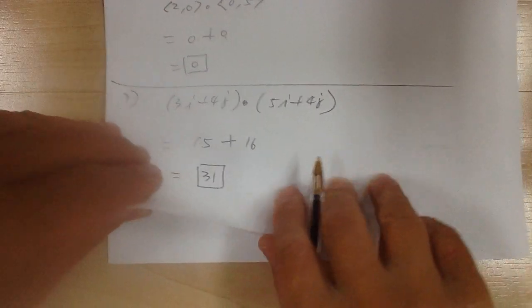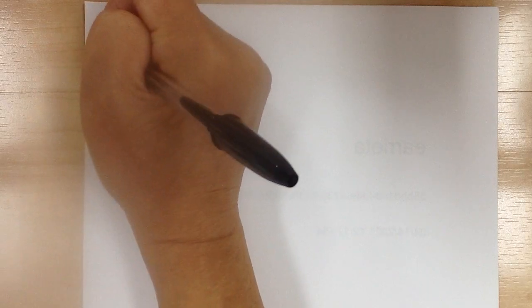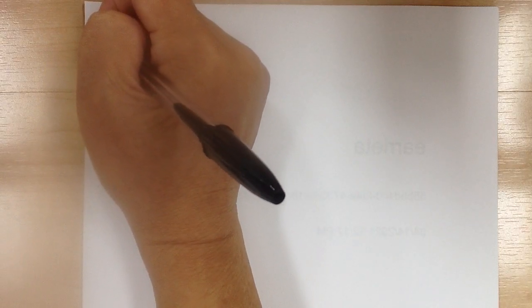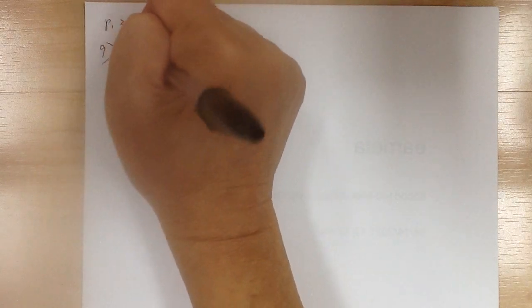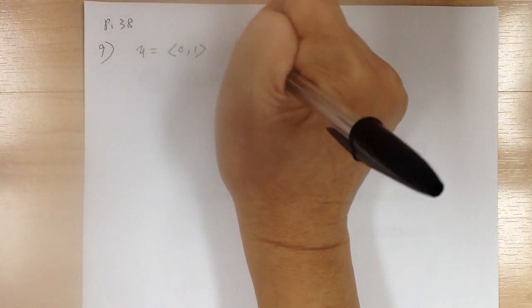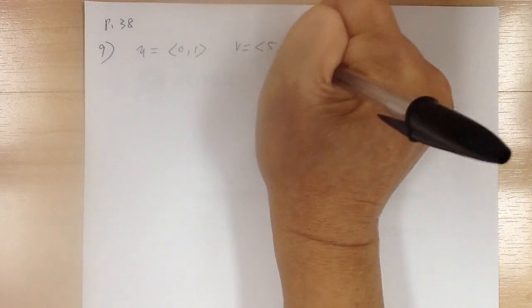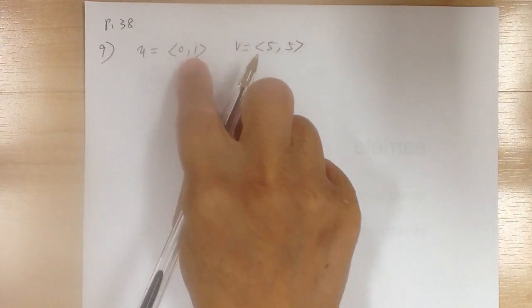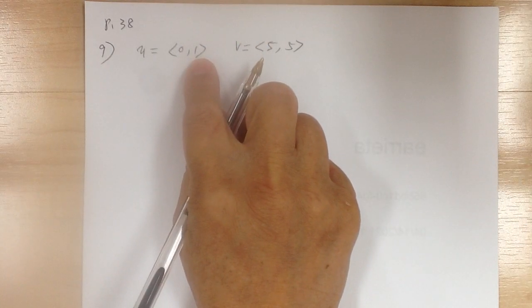Okay, let's go to the next one. Okay, number 9, you're looking for the angle between the two vectors. So you got u equal to 0, 1, and v equal to 5, 5. Again, these are vectors, right? You can tell by the caret. Okay, so you're looking for the angle between them, in degrees to 1 decimal place.